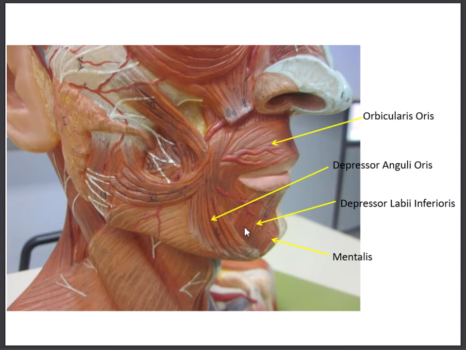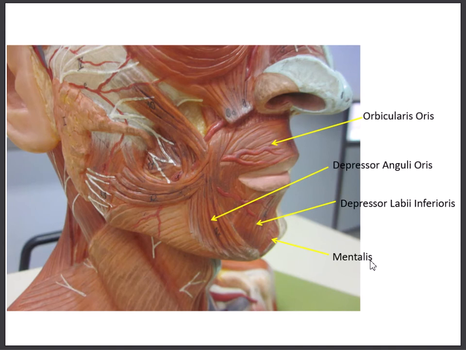The Depressor Labii Inferioris, since it has the name Labii, it's going to the lower lip. This is going to drop or depress the lip down, right? So it's going to bring our lower lip down. So if you were going to look at your lower teeth, you would be contracting that.